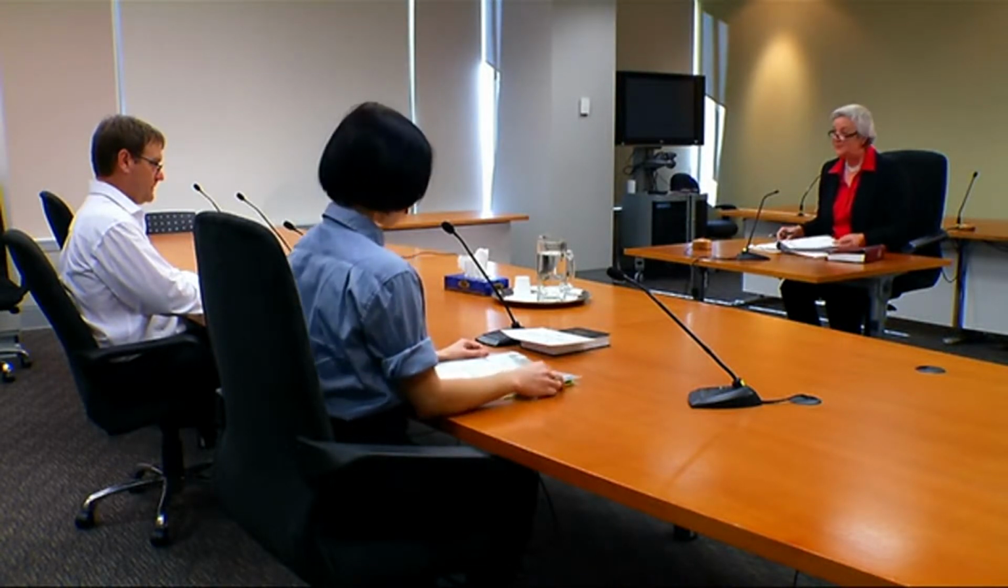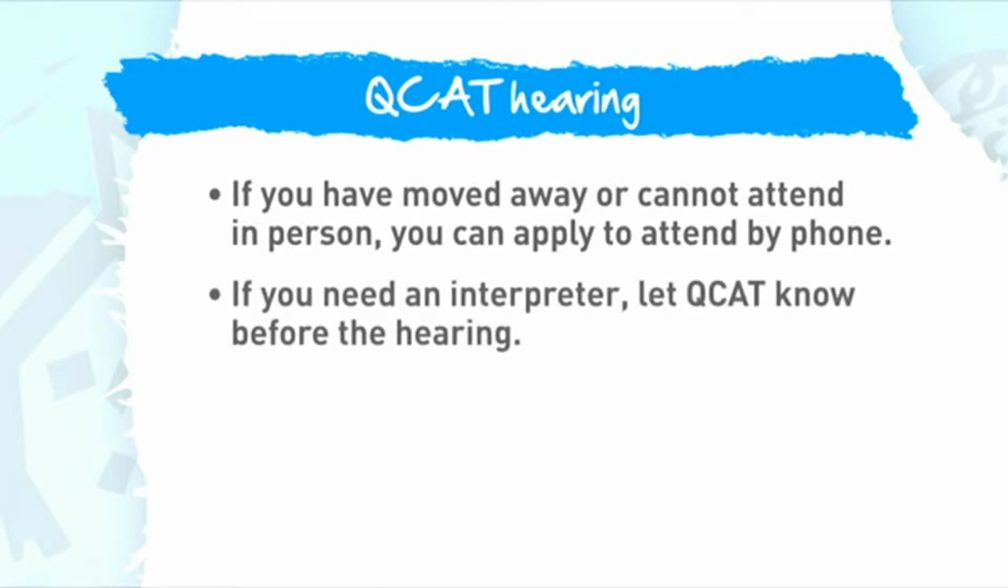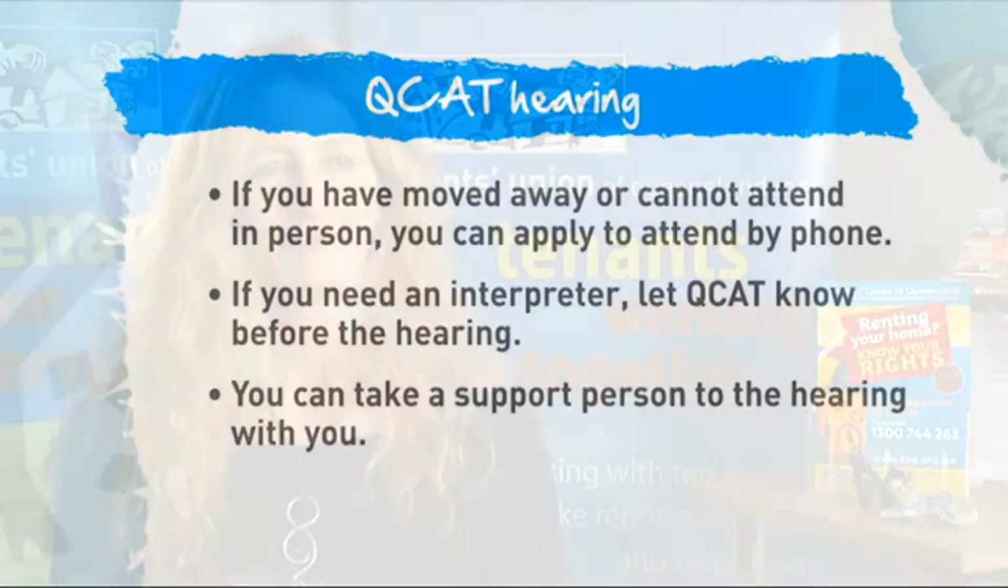In QCAT, parties must usually represent themselves. However, if you need to have someone represent you, you can request permission from QCAT. If you have moved away or cannot attend in person, you can apply to attend by phone. If you need an interpreter, let QCAT know before the hearing. You can also take a support person to the hearing with you. Let QCAT know when you arrive for a hearing.